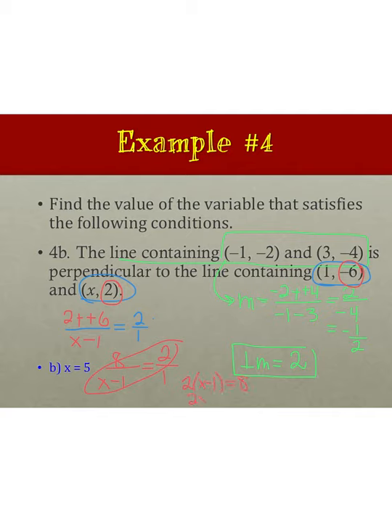I get 2x minus 2 equals 8. Add 2 to both sides. You get 2x equals 10. Divide by 2, x is going to equal 5. Okay, and if you aren't sure if that's correct, always plug it back in. Make sure that it works out in the original ordered pairs if you plug in your missing variable.